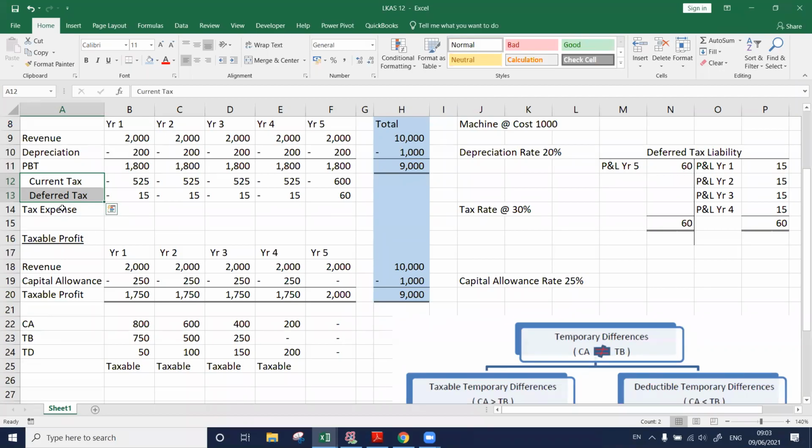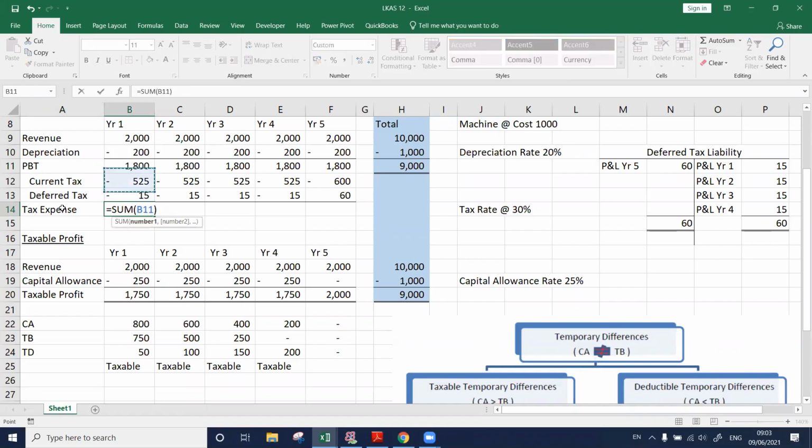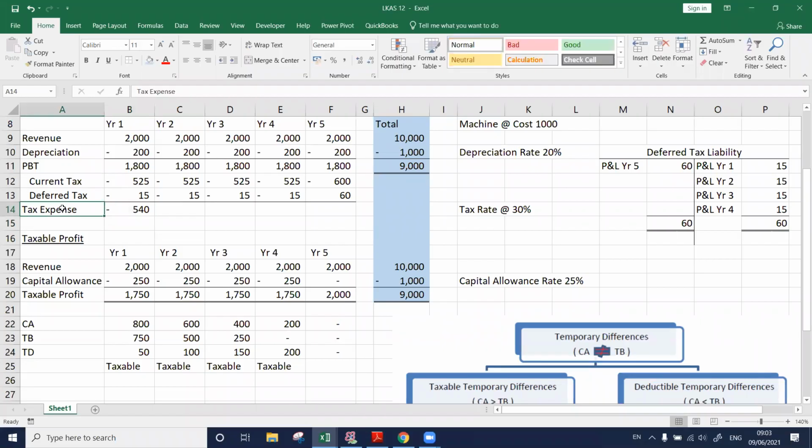So in year 1, what is the total tax expense? In year 1, what is the total tax expense? The sum of current tax and deferred tax. The total tax expense is then what? 540, right?